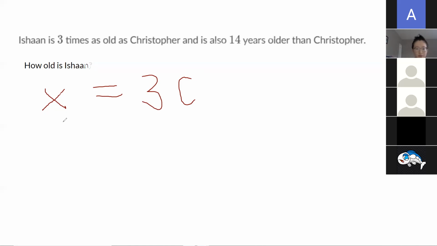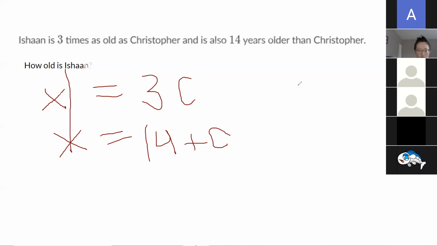So it would be X equals 14 plus C. So for now, we basically wrote a system, right? For this question, I would personally just do elimination. So then you would do that, and then it would be, okay, 17 plus C equals 0. And then you found Christopher, right? But then you have to find, sorry, I think I made a mistake.